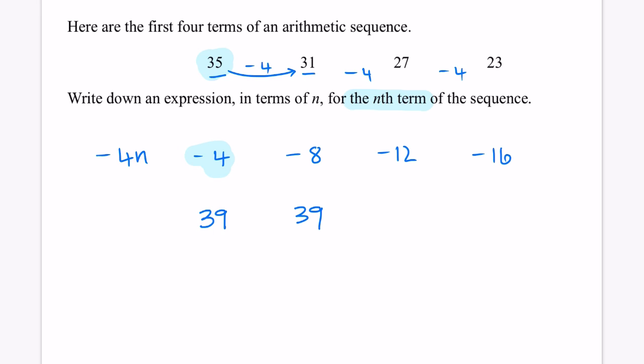So in other words, this sequence up here is negative 4n, but plus 39. And that is the nth term. You could write it the other way. You could say it's 39, and then we take off the 4n. It's the same thing.